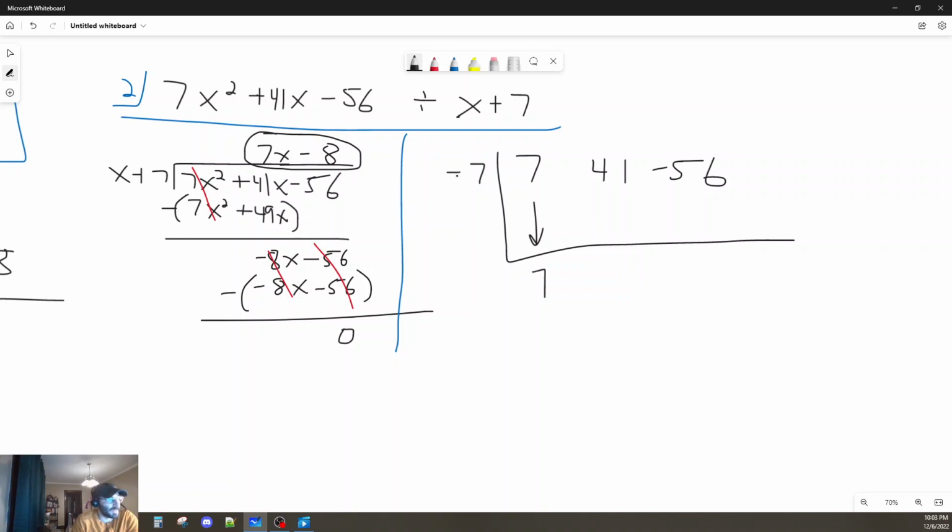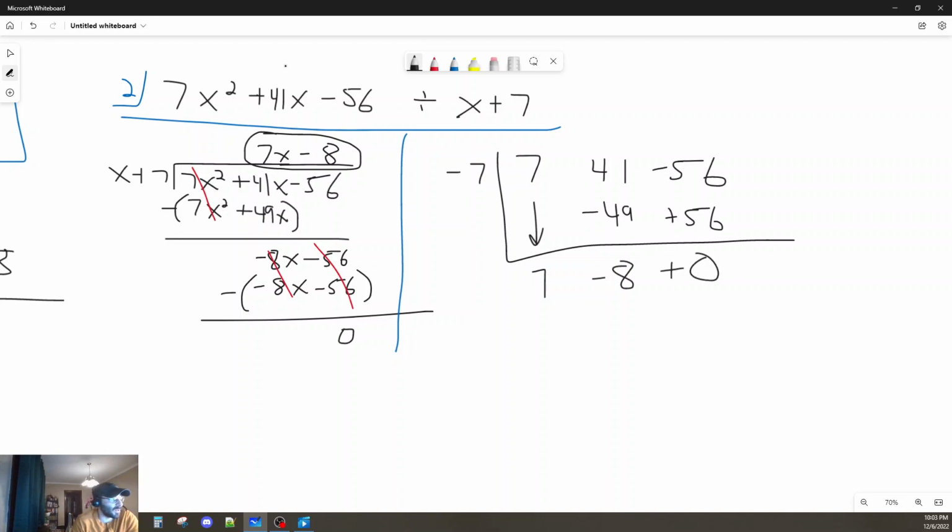Okay, and then he multiplies. Negative 7 times positive 7 is negative 49. And then in subtraction, instead of subtraction, he adds a 2. 41 plus negative 49 is negative 8. Okay, and negative 8 times negative 7 is positive 56. And then he adds these two. Negative 56 plus positive 56 is 0. Right, so there's no remainder.